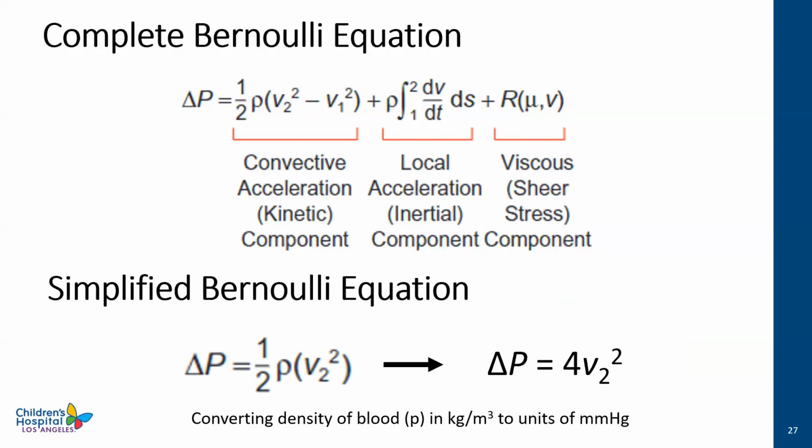The half density is just converting that unit to units of millimeters of mercury. And so that's where you get that number 4 from when we do the calculation by ultrasound.